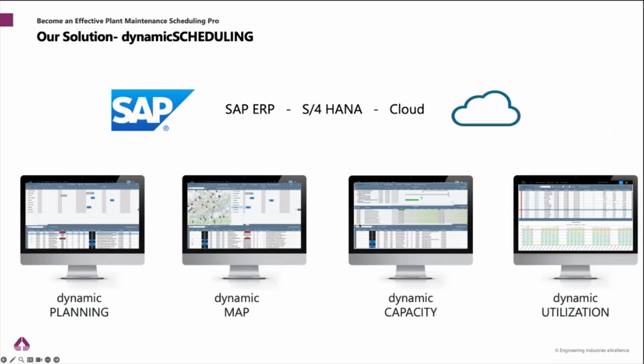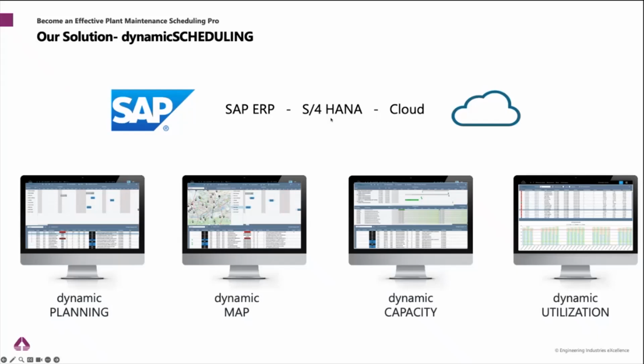So dynamic scheduling is a software component. As we heard, it's mainly used for scheduling resources, and it's a component which connects against SAP systems. So it can be a classical SAP ERP system. We also support S/4HANA. Customers can install it on-premise at the customer side, but we also have a cloud edition, where we connect the cloud with the customer's ERP system. So both flavors are possible.